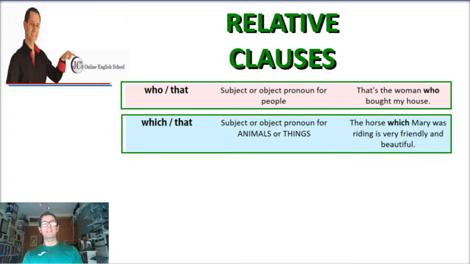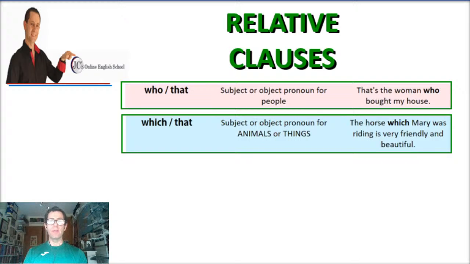Now, another example with which or that. That is used as the subject or object pronoun for animals or things. So when we're talking about animals or things. Now let me give you an example. In this case, it is an animal. Obviously, you don't use who for animals.